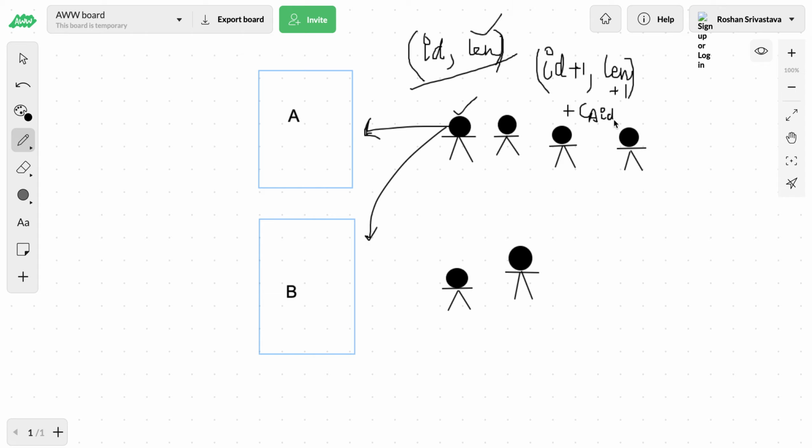Otherwise, that was case 1, and for case 2, we can have ID plus 1, considering the next person by sending this guy to city B. And if we are sending this guy to city B, then we don't increase the length of city A, the number of people in city A. Then the answer should be added with the cost of sending this person to city B. So these are the two cases that we will compare, and we'll take the best result out of these two.